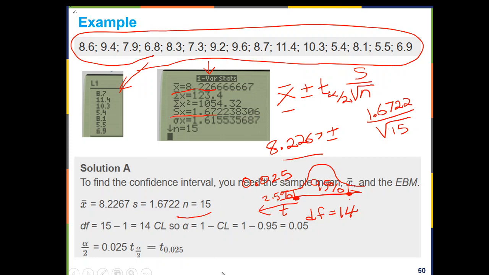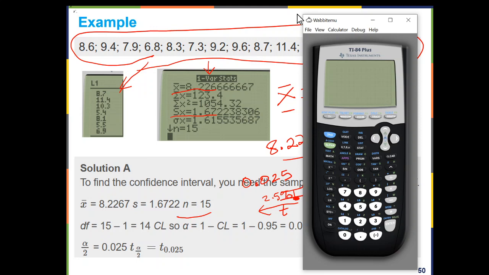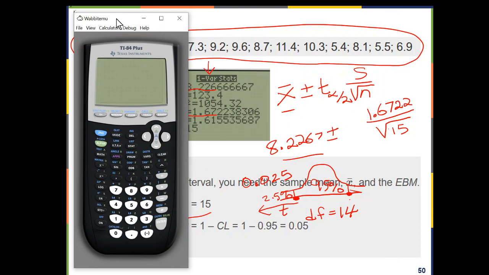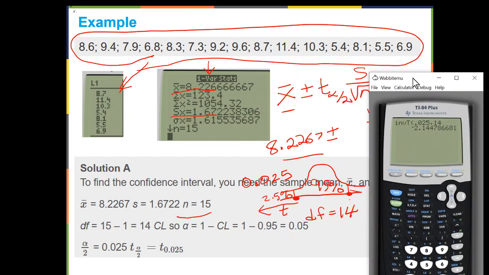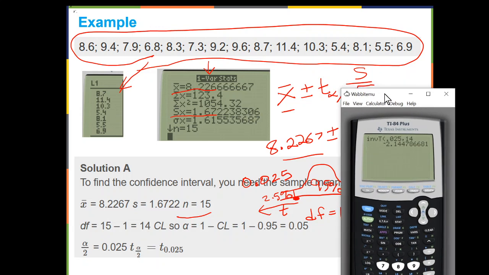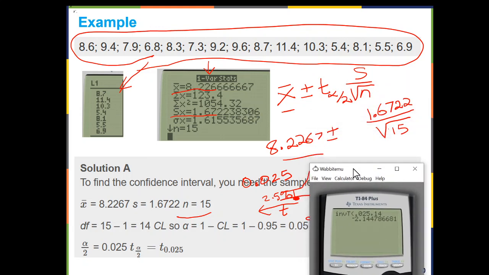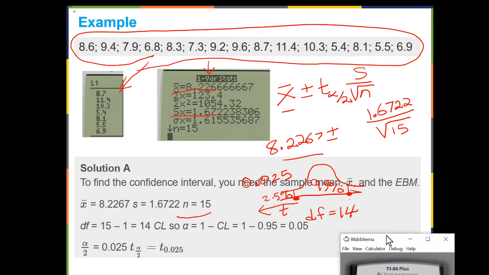So we are going to go to the calculator, inverse t. We had it there, but I'm going to go to it one more time. Inverse t. And I want 0.025 to be to the left, and I want degrees of freedom to be 14. There. So negative 2.14, right? Negative 2.1447 if you do 4 decimal places. So that's what it's going to be.